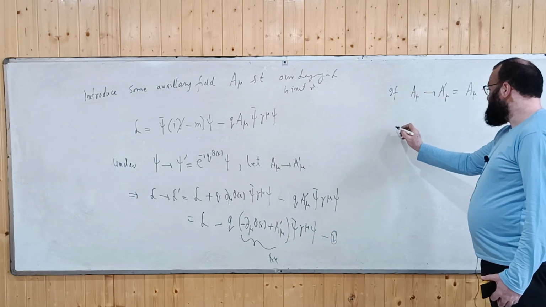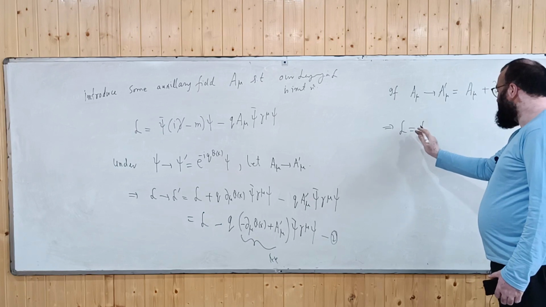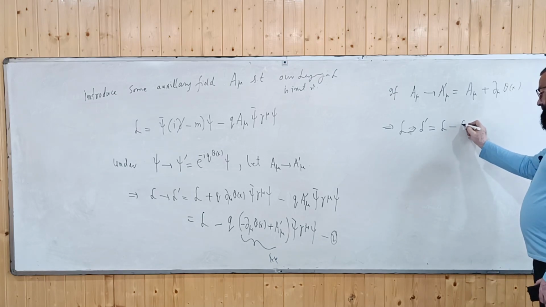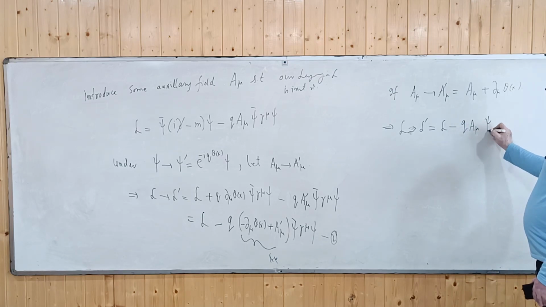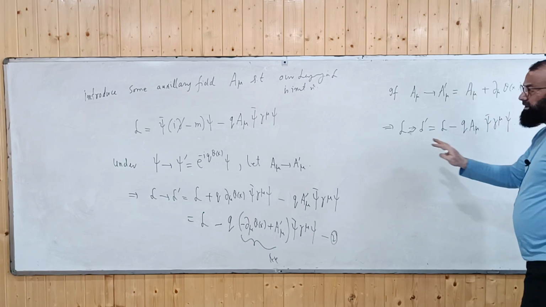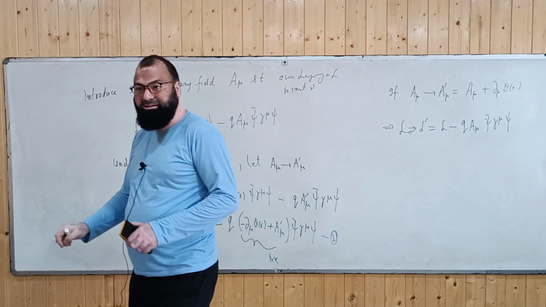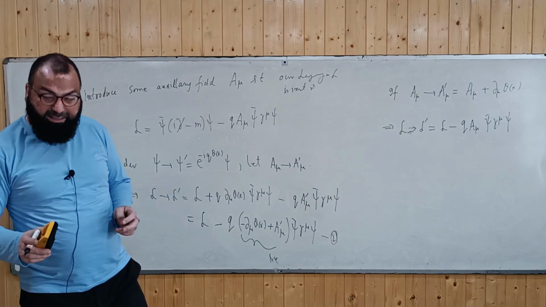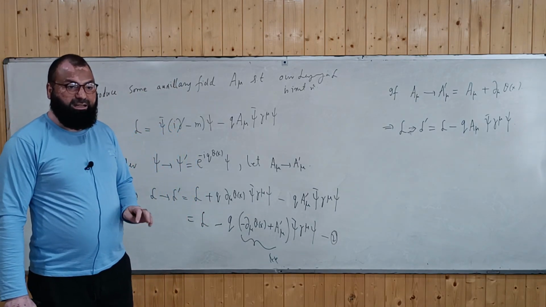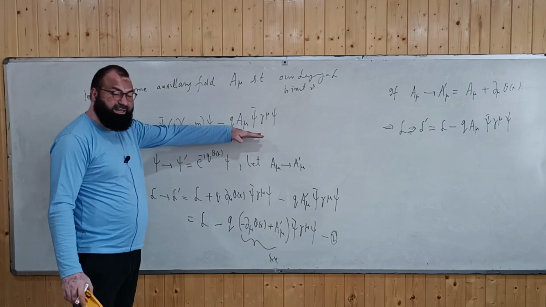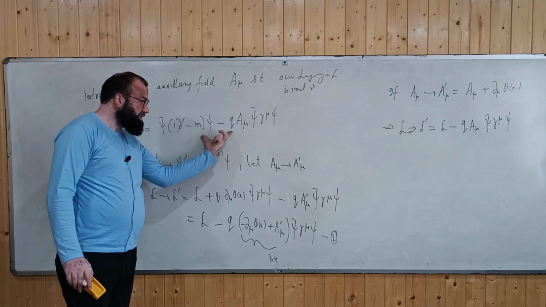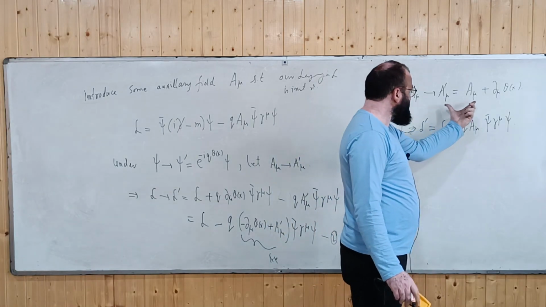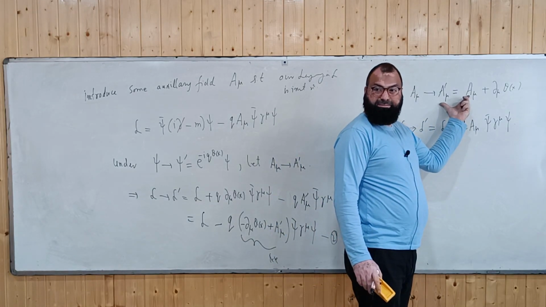So what am I getting? Which implies that L goes to some L prime, that is equal to L minus Q A mu psi bar gamma mu psi. What have we got? We have returned our Lagrangian. So in order for our Dirac field to be invariant under this local phase transformation, we have introduced a term like this, such that this total object is invariant under the transformation, if and only if this transformation holds.